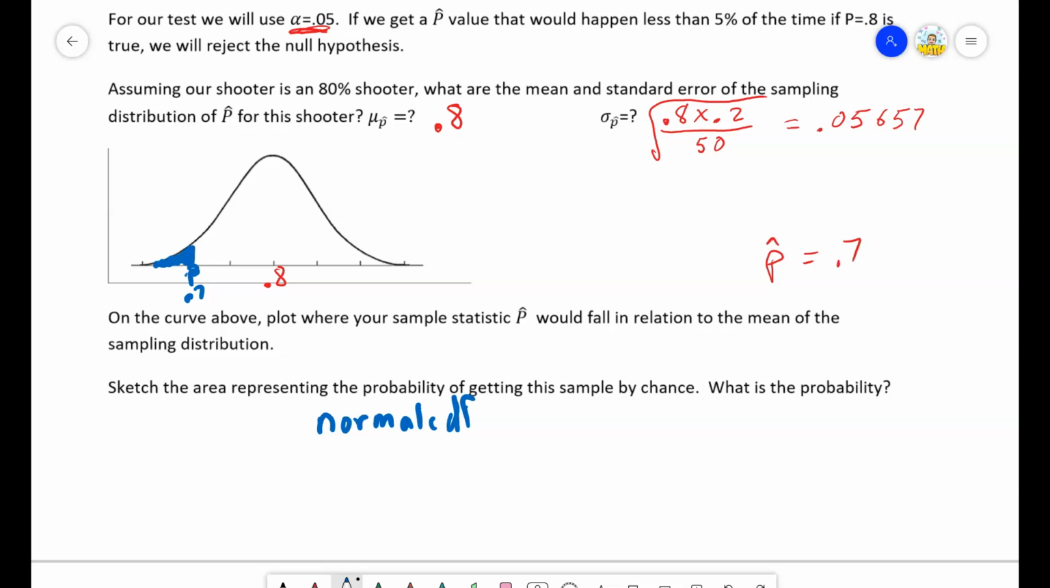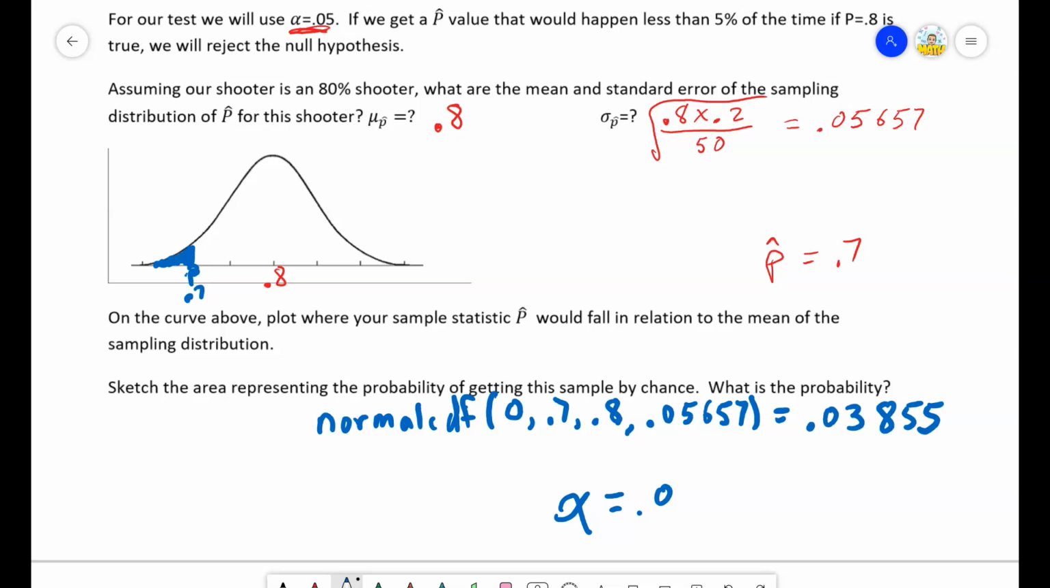We've been doing this since September. So we go from normal CDF, like let's say -100. It's excessively far down below there. Or we could just say 0, right? These are all decimals. Probably don't need to be that excessive with the -100. Since we're dealing with proportions, we could just go from 0 to 0.7 with a mean of 0.8 and a standard deviation of 0.0567. Okay, so the probability of that happening is 0.03855, and remember what we said was significant, 0.05.